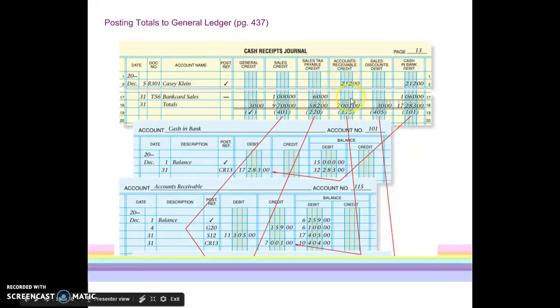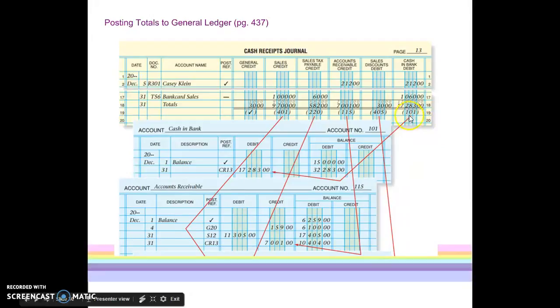The total of the accounts receivable credit, this is the general ledger controlling account of accounts receivable. This $7,001 is going to get posted into the accounts receivable general ledger account number 115. Post reference in parentheses underneath the total. The sales discounts debit is going to be posted in the sales discount debit column of the general ledger. And then finally, cash in bank debit of $17,283, which is going to be posted in the general ledger cash in bank account, $17,283, with an updated balance.